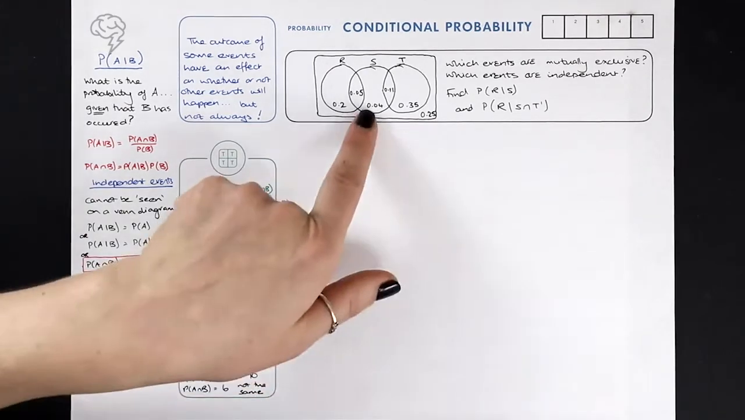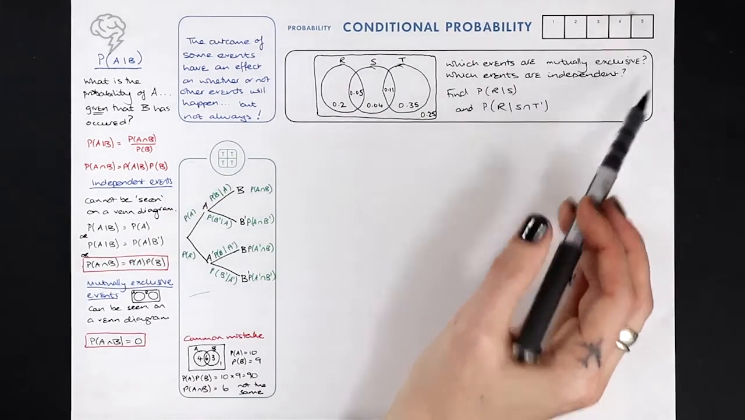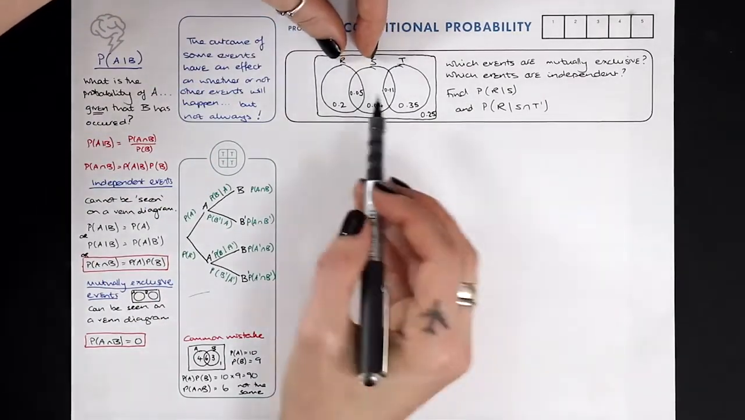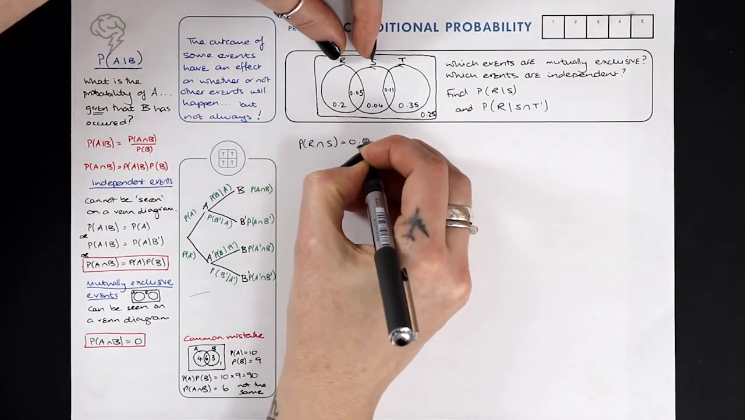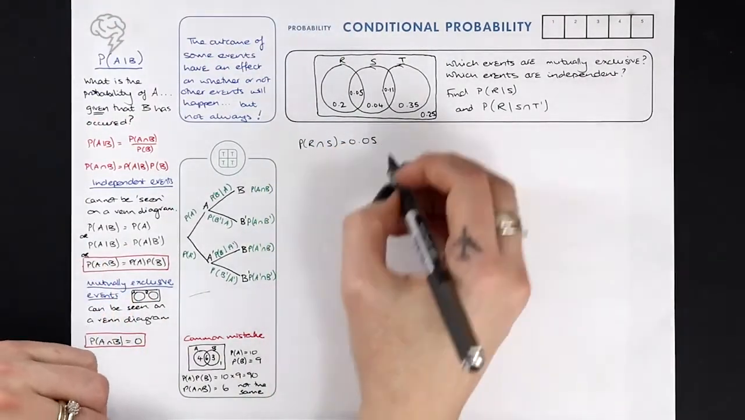Let's have a go at this question. Which events are mutually exclusive? Well, R and S overlap. So the probability of R and S is 0.05. So they're not mutually exclusive.